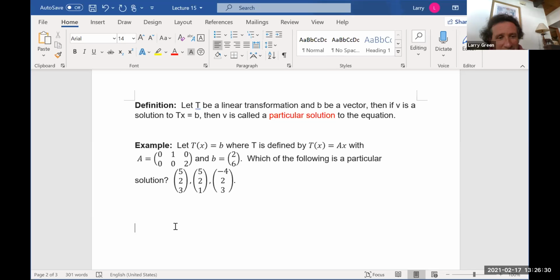Okay. So notice this first one is 5 plus 2x plus 3x squared. And if I take a derivative of 5 plus 2x plus 3x squared, I get 2 plus 6x. And there's my 2 and 6. See how that works? Whereas the second one was 5 plus 2x plus x squared. And if I take its derivative, I get 2 plus 2x. And that's not 2 plus 6x. And that didn't work. Whereas negative 4 plus 2x plus 3x squared, its derivative is 2 plus 6x.